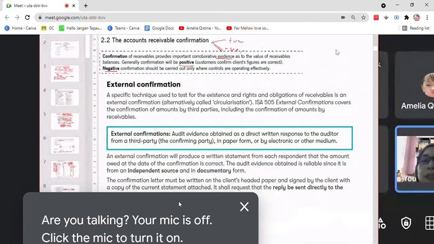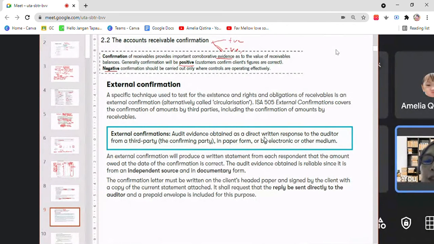So actually, external confirmation is a specific technique used to test for existence. This is the assertion that you get when you send a confirmation letter: existence, right, and obligation. It does not mean that when you send a confirmation letter, you will look at the valuation of the item. No.